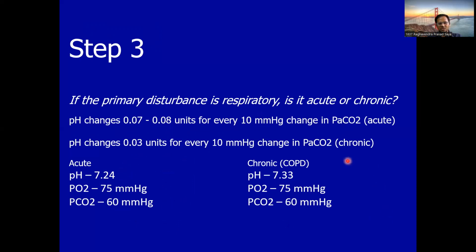Now consider chronic respiratory acidosis, for example in a patient with COPD. Here the PCO2 is 60 millimeters of mercury and the pH is 7.33. The PCO2 has increased by 20 millimeters of mercury, but the change in pH is only 0.07. That is, for every 10 millimeters of mercury change in PCO2, the pH has changed by only 0.03 units. This is called chronic respiratory acidosis, usually seen in patients with COPD, that is, emphysema and chronic bronchitis.